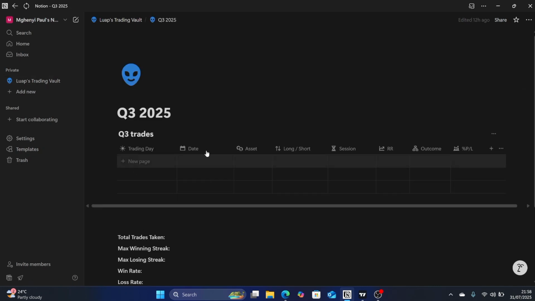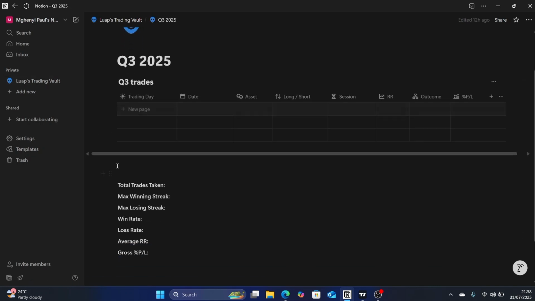When I open Q3, you can clearly see that this is where you will be journaling the trades. This is where you will be inputting the trades. After the Q3 trades, you will get to know the total trades taken, the max winning streak, the max losing streak, and the win rate of the Q3 trades. Did you get a 40% win rate, a 50%, a 60, 70, or even sometimes 80? The loss rate, was it 40%, 30%, 20%? You'll get to know all of that.